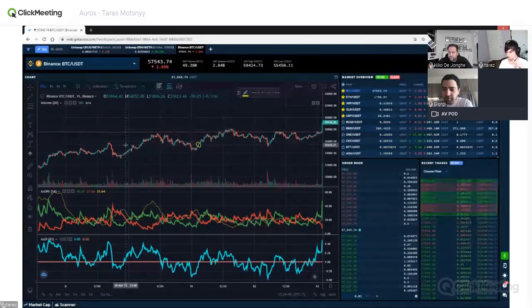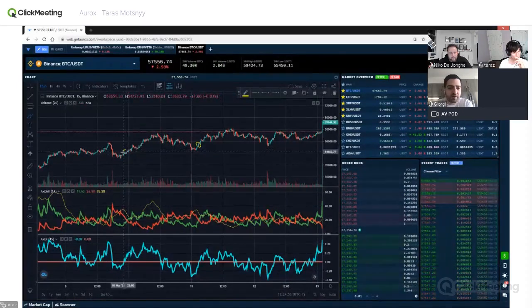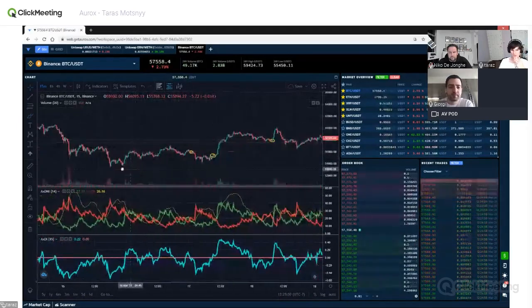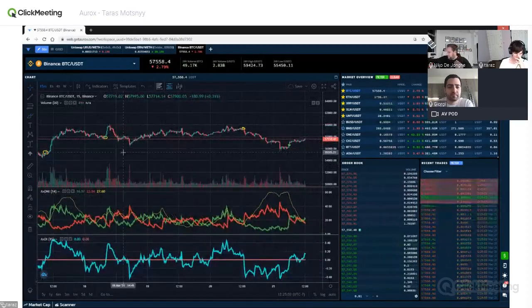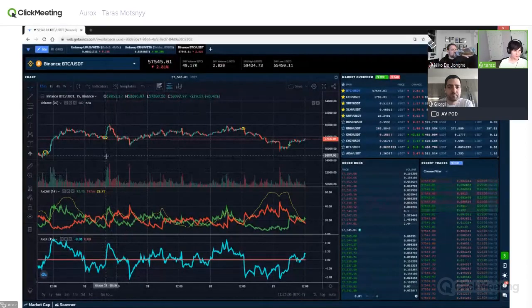So I think there's a couple of questions as well. The volume, red and green bars, is it better to buy when the volume is smaller? You can't use volume on its own. With this strategy, it doesn't really matter as much. Usually if you get a buy signal, you want volume to step in.